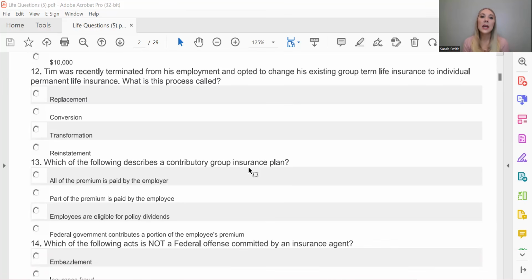Number 12, Tim was recently terminated from his employment and opted to change his existing group term life insurance into individual permanent life insurance. What is that process called? And it's going to be conversion, better known as the conversion privilege. Now I'm not going to go too deep into this, but I am going to give you a little explanation on why it is a privilege to be able to convert.